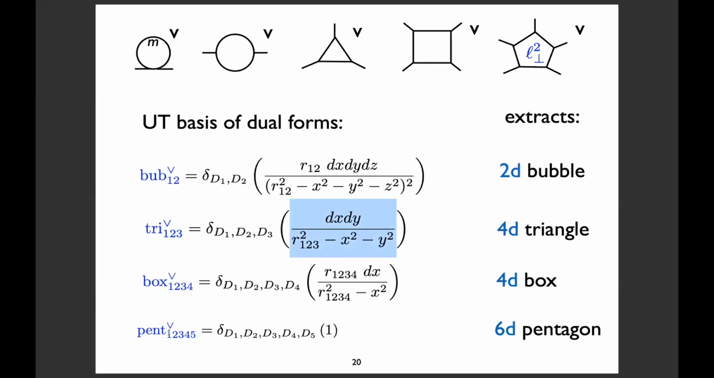The dual for the pentagon now is a 0-form that lives on a 5-cut. And obviously, you cannot write down any dual for a hexagon because you just have 5 variables. You can't cut 6 things. And that's it. That's the basis.